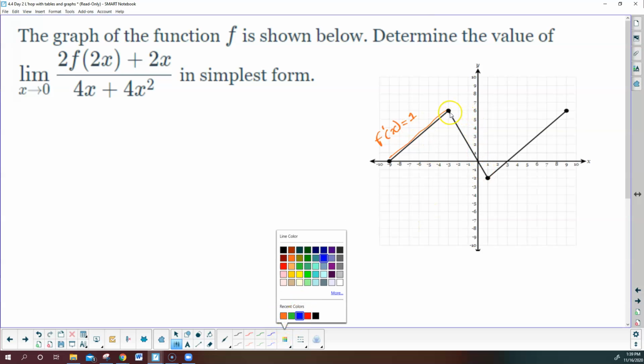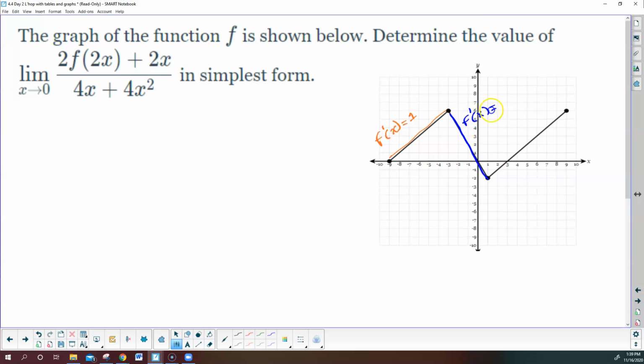And then what about between -3 and 1? If I go here, then I've got my derivative is down 2 over 1, down 2 over 1, down 2 over 1. So that's just -2. And then I know the derivative of this linear piece. So we go up 1 over 1, up 1 over 1, up 1 over 1. So any point between 1 and 9 has a derivative of 1. So those are the things I might need.